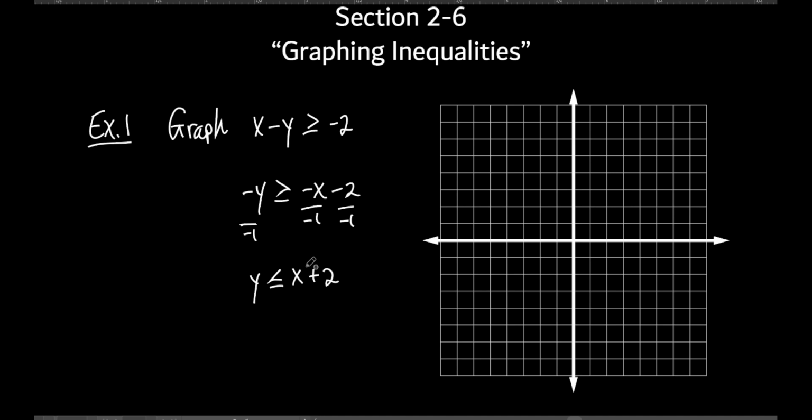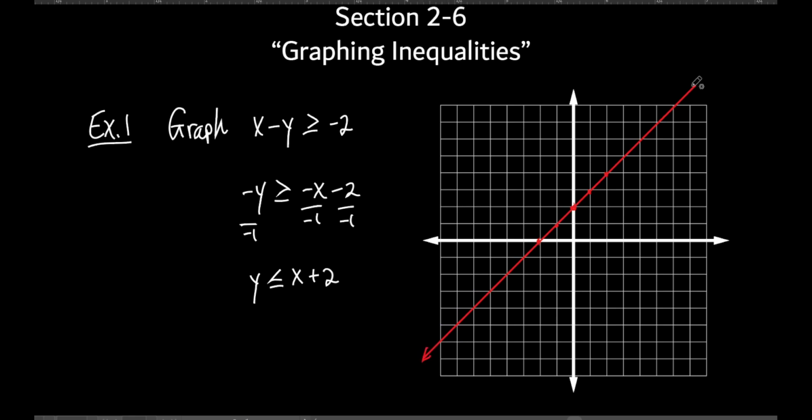So let's graph it like we would graph any straight line, a linear equation. The y-intercept is 2. The slope is 1. Rise 1, run 1. Once I do one, especially when the slope is 1, I put a whole bunch of points in there just to make sure my line is straight the way it's supposed to be.